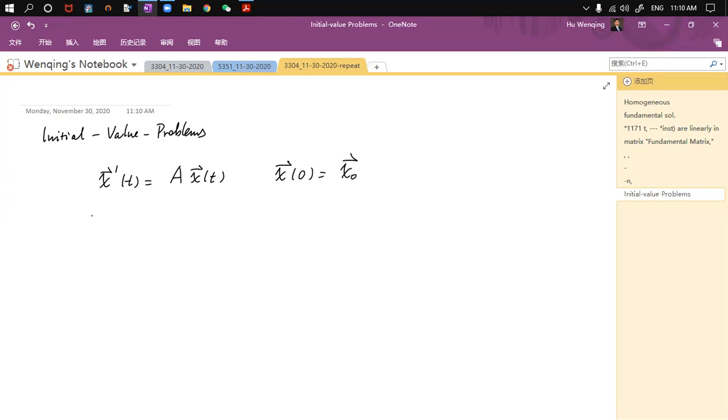Then the general solution is going to take the form x of t is equal to c1 times the first fundamental solution plus c2 times the second fundamental solution.